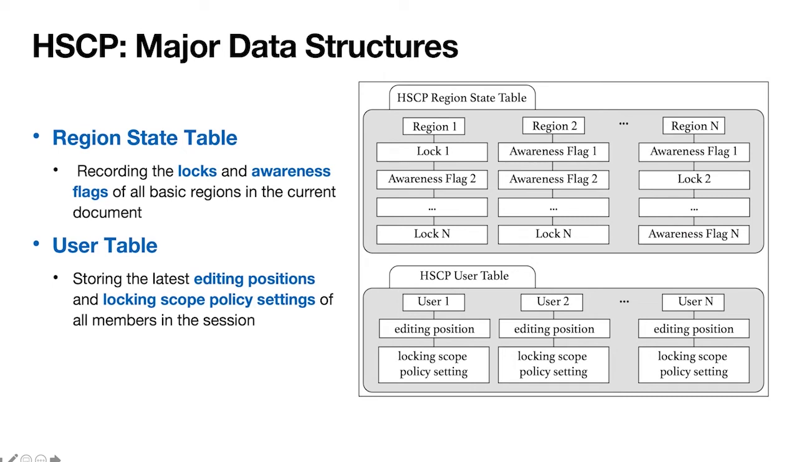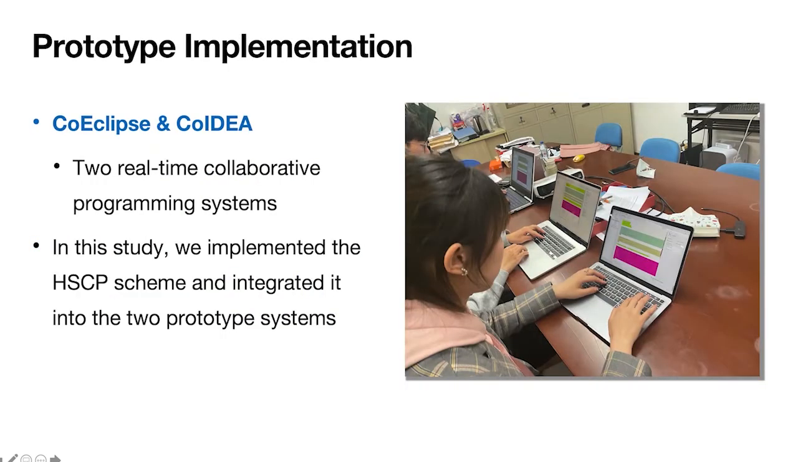CoEclipse and CoIDEA are two real-time collaborative programming systems proposed and implemented in prior work, which transparently converted the single-user Eclipse and IntelliJ IDEA into multi-user real-time collaborative programming tools. In this study, we have successfully implemented the HSCP schema and integrated it into two prototype systems.